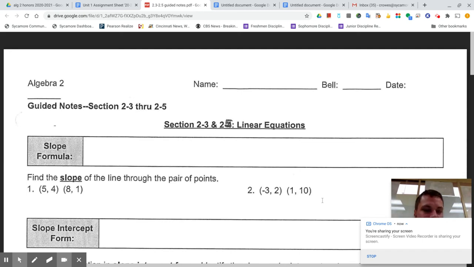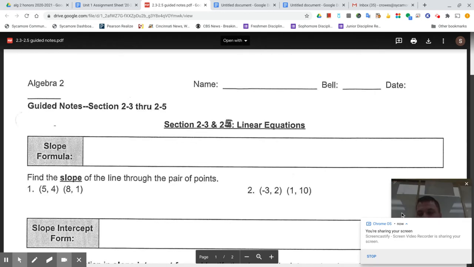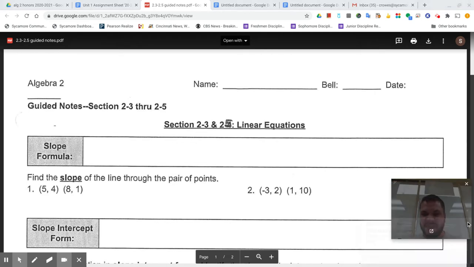All right, back at it. These are the guided notes. These are posted on the assignment sheet. You can print these out if you have the ability to do that and fill them out. If not, you can just take them on a blank piece of paper, write as we go. So whatever's easiest for you.